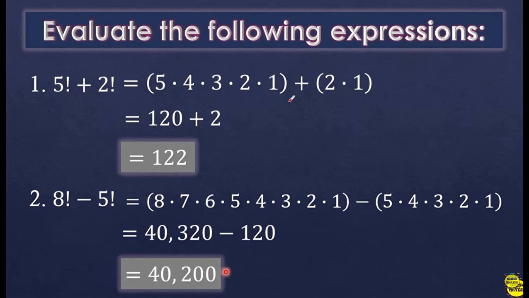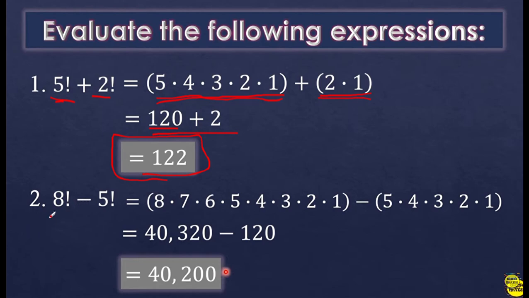So let's try to evaluate the following expressions. We have 5 factorial plus 2 factorial. How do we evaluate this? First, 5 factorial is 5 times 4 times 3 times 2 times 1, and 2 factorial is 2 times 1. So we have 120, and 2 times 1 is 2. So our answer is 122.